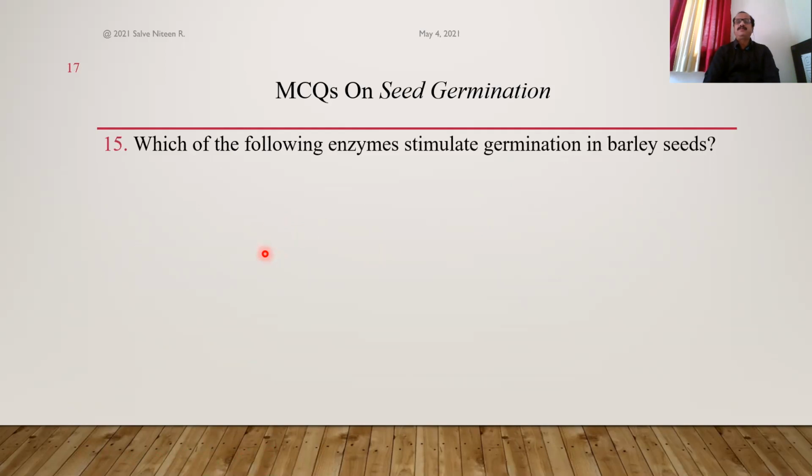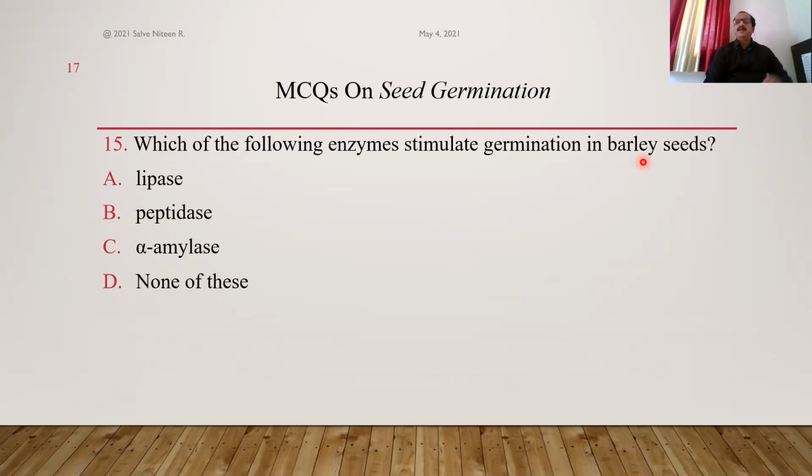Which of the following enzymes stimulate germination in barley seeds? Barley seeds are examples of cereal seeds, monocot seeds. Seeds of cereals like wheat, rice, jowar, bajra, maize, barley have endosperm. They are albuminous seeds. They have starchy endosperm, which consists of starch, and that is acted upon by the enzyme alpha amylase and forms simple sugars. So as the question is regarding barley seeds, the answer is alpha amylase.